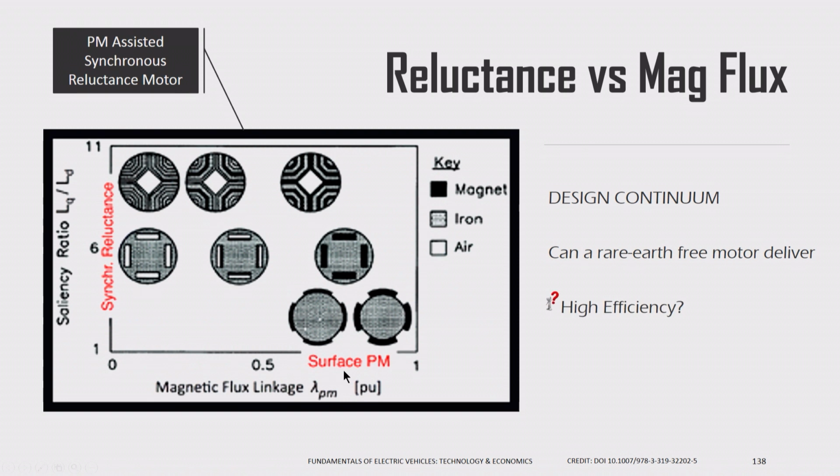The challenge is, can a rare earth free motor, a motor without strong permanent magnets, deliver high efficiency, and can it deliver high torque density? Torque density means how much torque do I have per unit volume. It is possible to make a very big motor which will deliver the same torque, but I want to do everything in a small space because otherwise I cannot put it on an electric vehicle.